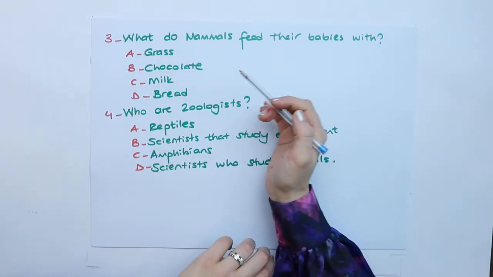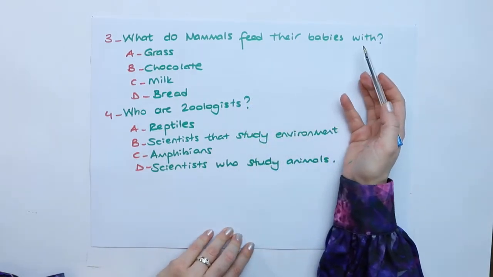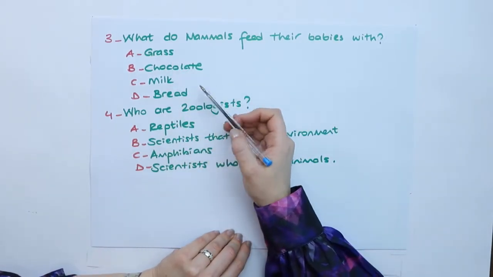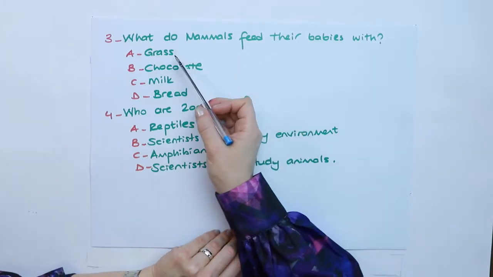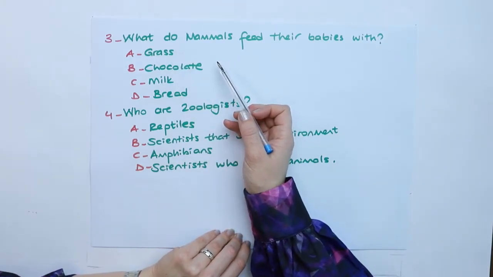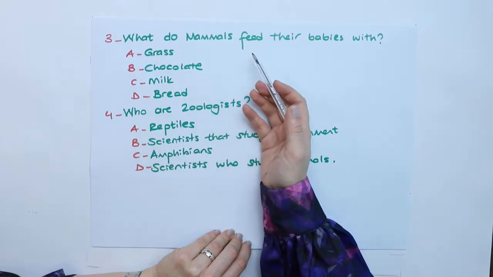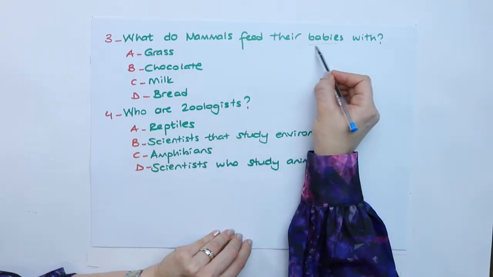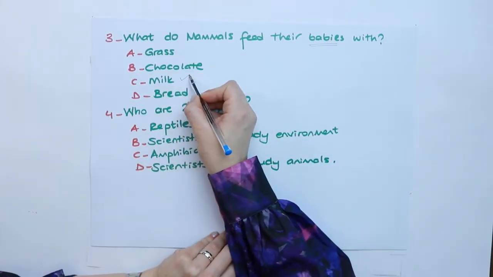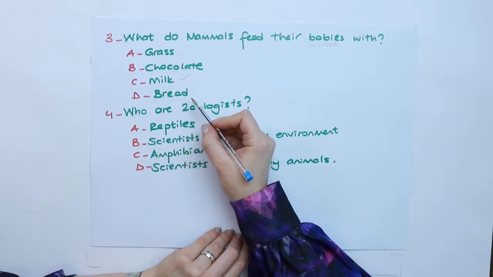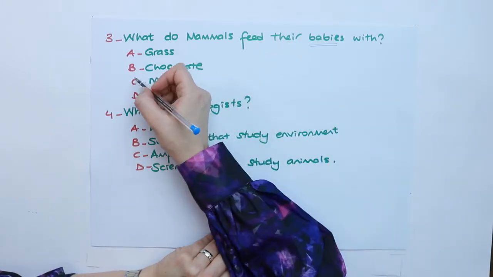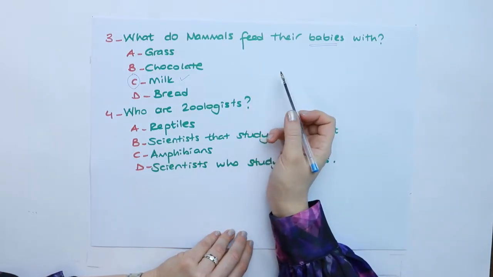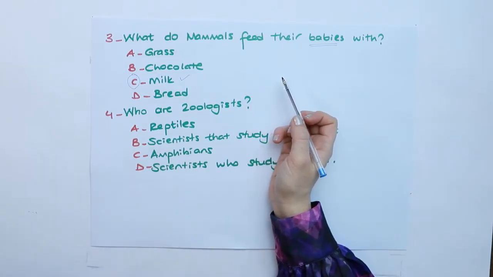Third question. What do mammals feed their babies with? Grass? Yes, some animals can feed their babies with grass, but not all mammals. I cannot say that. Chocolate? Yes, human beings feed their youngsters with chocolate, but not the babies. Milk, yes, that's a correct answer. Bread, we cannot feed a baby with bread for the first time, so I'm going to choose milk as a correct answer.